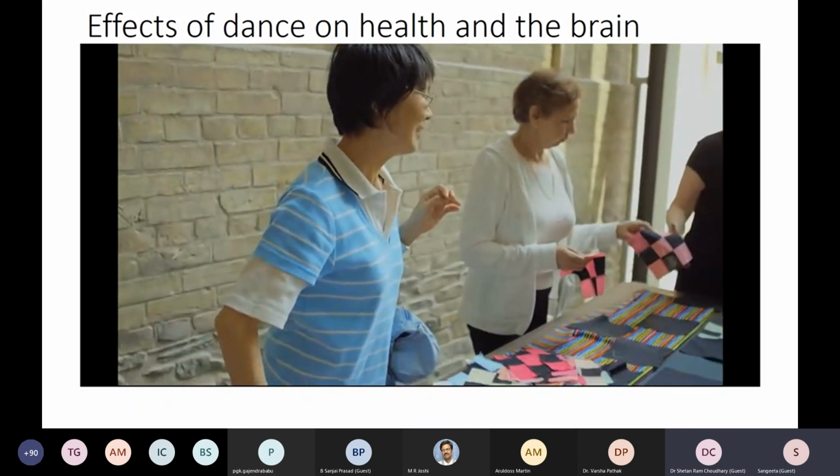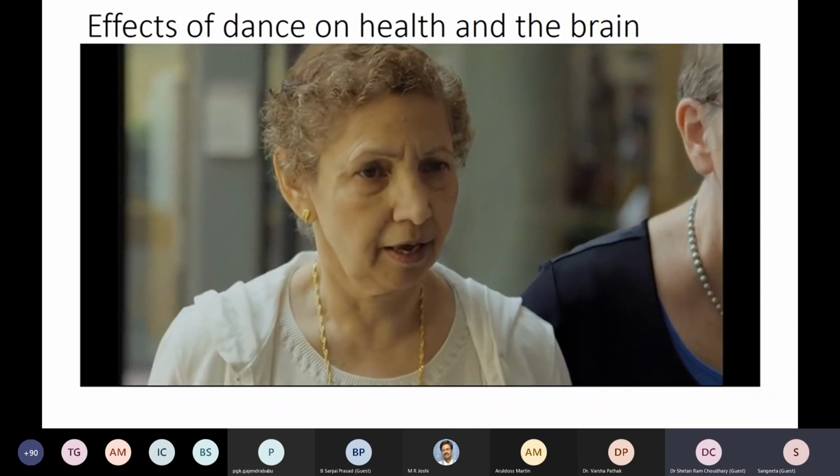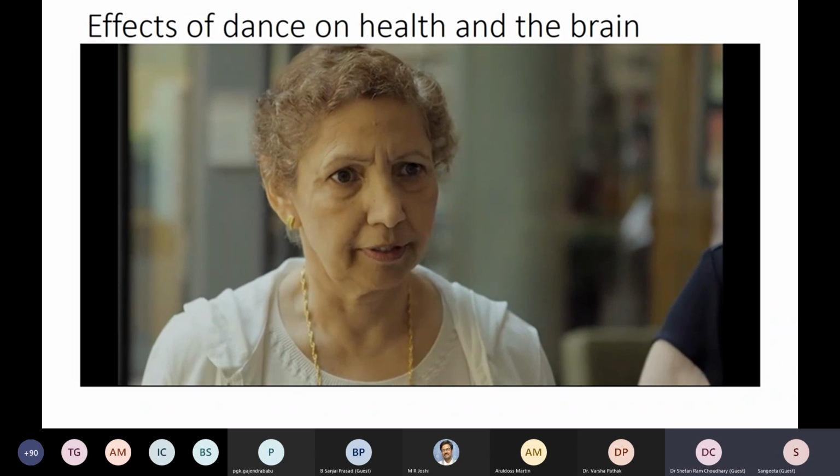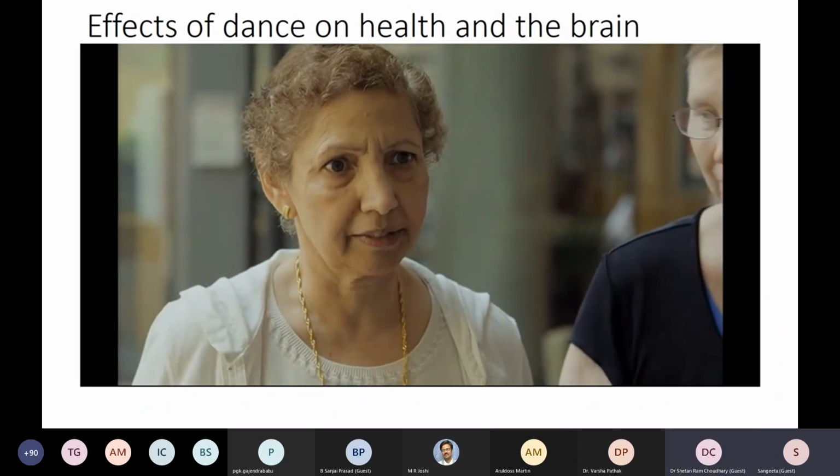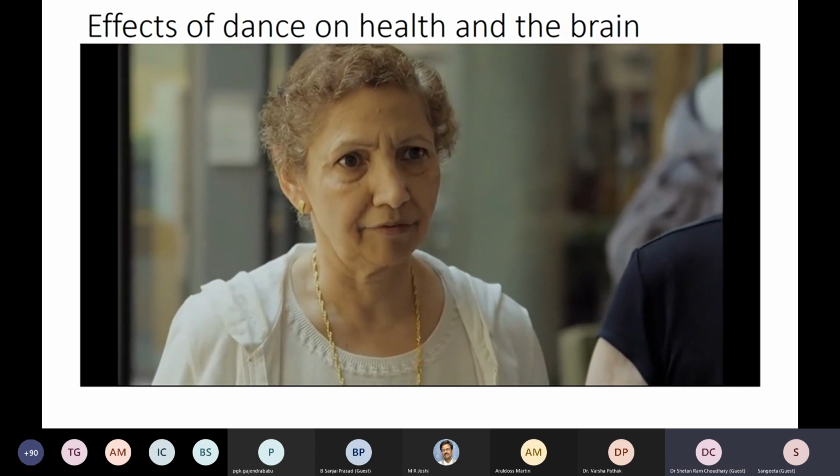It's given me back my life. When I found out that I had Parkinson's, I couldn't move around at all. Now I'm exercising and walking. I'm doing things. I'm back to having a life again.